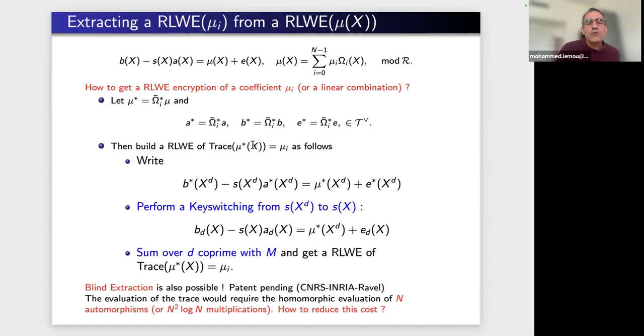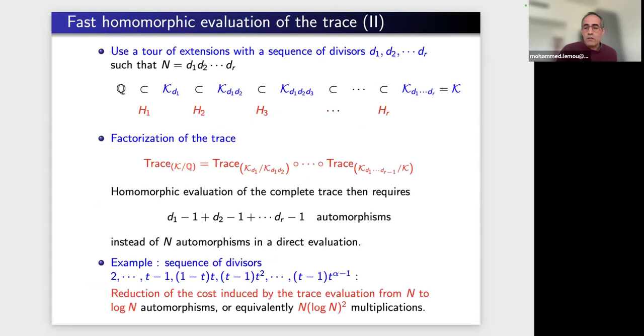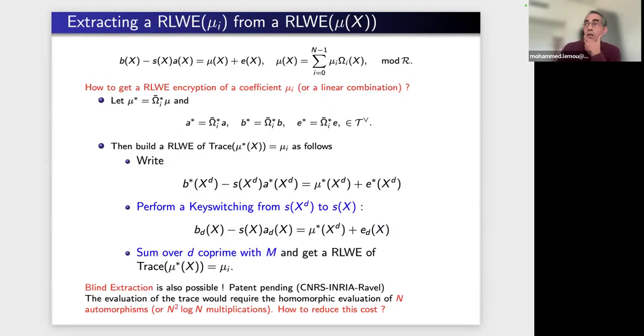Then what you have just to compute is the trace of mu star, because the trace of mu star is mu I. You have to compute homomorphically the trace of mu star. How to compute homomorphically the trace of mu star? This is something which you can find in other forms in the literature. You take the encryption equation and apply it to x to the power d. But you cannot sum over d because s depends on d. So you perform a key switching from s of x to the power d to s of x in order to make this term d independent. So you obtain a new equation, and then you sum over d. Then you have your RLWE of the trace, and you have your RLWE of mu I.